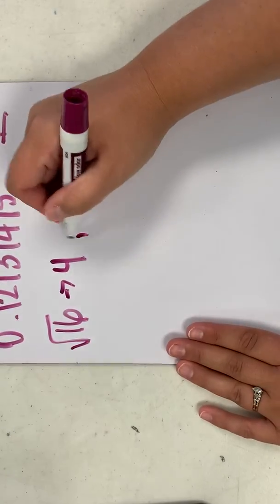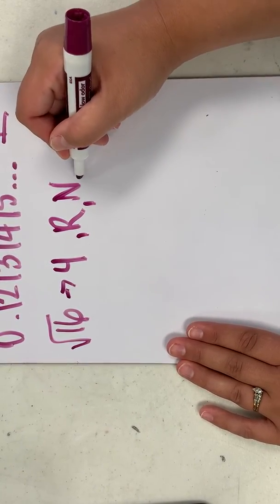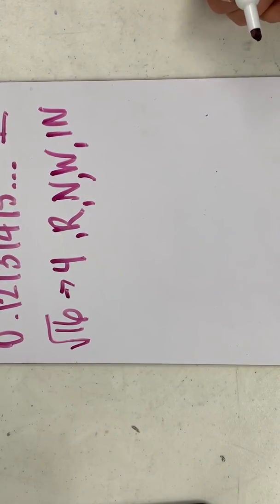4 is rational. Is it natural? Yes. It's a counting number. Is it whole? Yes. And it's also an integer. So most of you got that one correct.